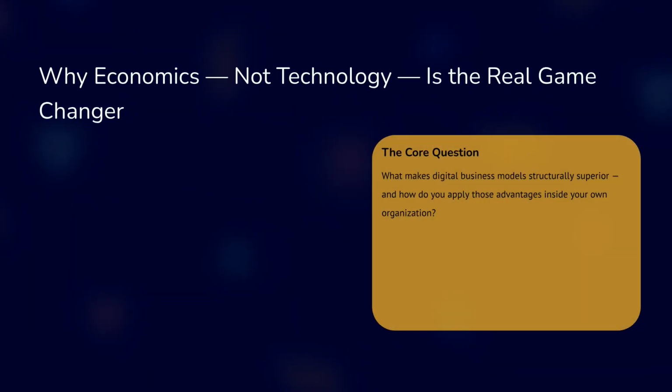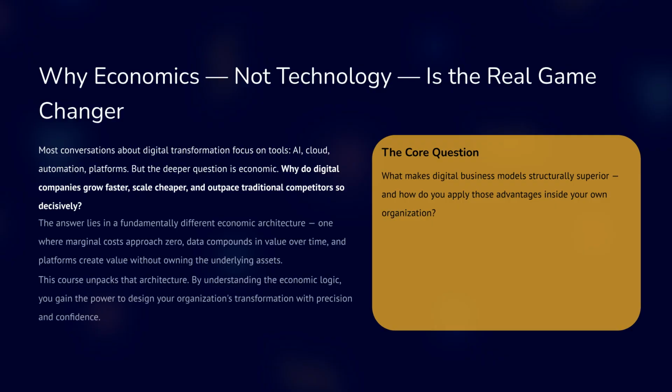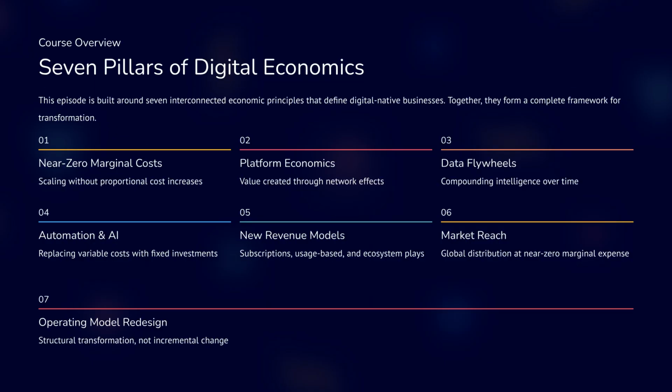The real game changer is economics, not just technology. Digital companies grow faster and scale cheaper due to a different economic architecture. Near-zero marginal costs, compounding data value, and platforms creating value without owning assets. This video will cover the 7 pillars of digital economics, which form a complete framework for transformation. These pillars include near-zero marginal costs, platform economics, data flywheels, and more.